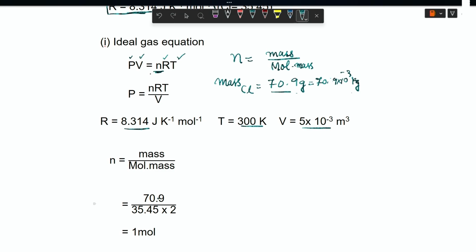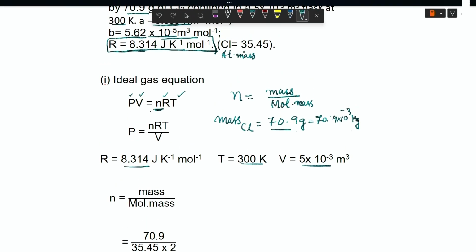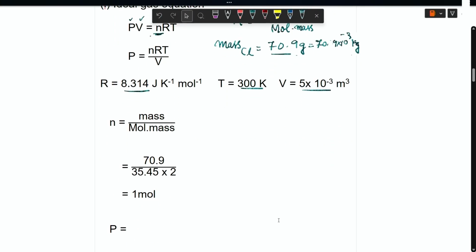n is equal to mass by molecular mass, that is 70.9 divided by... Now, they have given the atomic mass of chlorine. Atomic mass is 35.45, but we all know that chlorine is a diatomic molecule, and therefore, its molecular mass will be 35.45 multiplied by 2. So, that is what has been done here, that is mass by molecular mass, that is 70.9 divided by 35.45 into 2, and the value of n is equal to 1. So, we got the value of n.